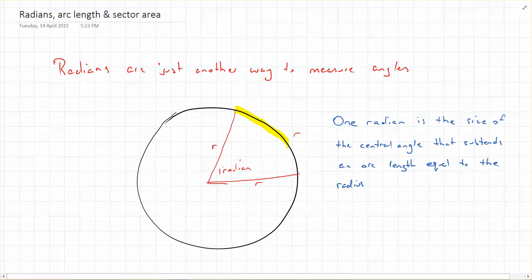1 radian is the size of the central angle, this here, that subtends an arc length. So this word subtends: an angle subtends an arc length, and that's it there in yellow. So that's 1 radian there. Obviously as this radius gets larger, the circle gets bigger, and so does the arc length, but the angle in here won't change a bit. So by definition, 2 radians will be 2r.